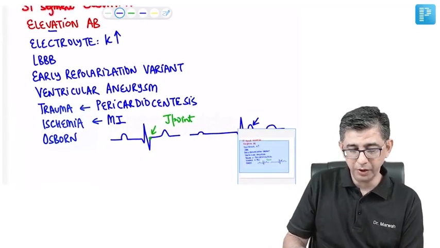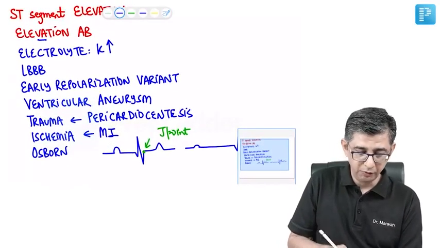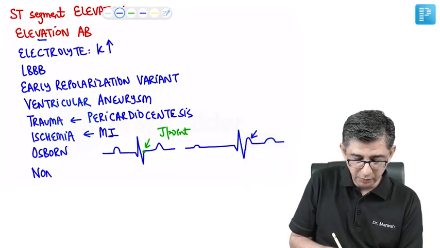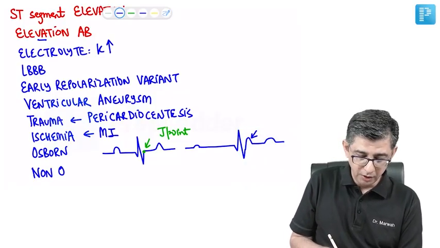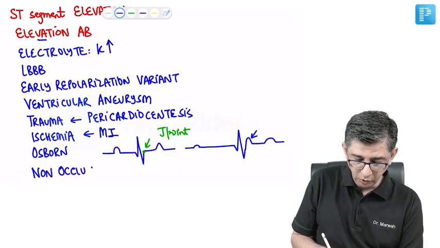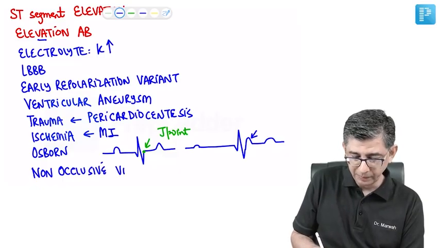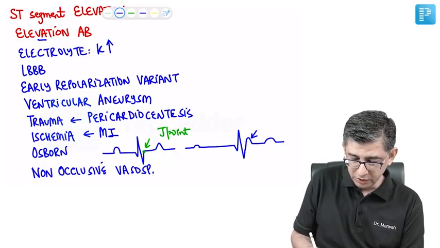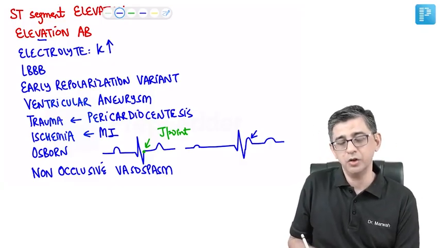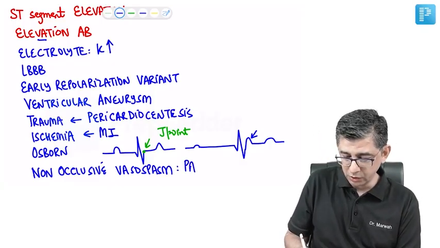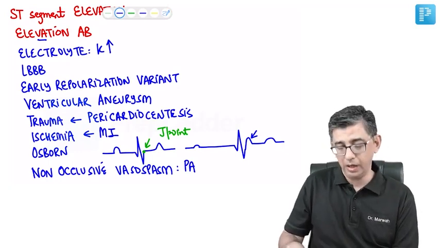is easily picked up. Then alphabet N is actually Prinzmetal angina, but just to fit it into the discussion here, alphabet N would stand for non-occlusive vasospasm. I described that all anginas would be having ST depression. The only angina having ST elevation would be Prinzmetal angina. I'm using a short form for it, that is PA.